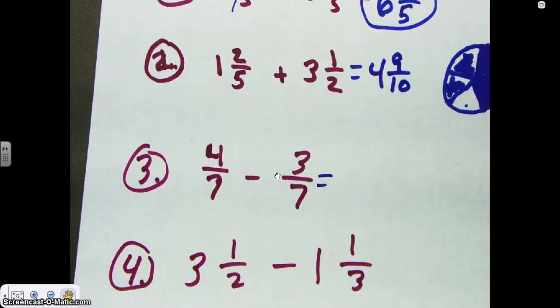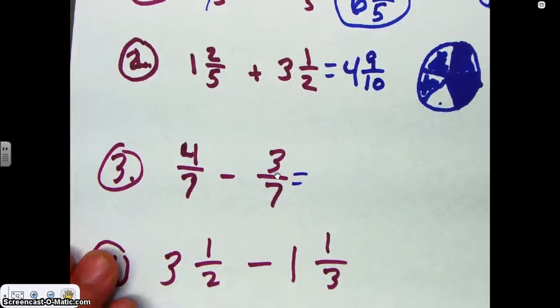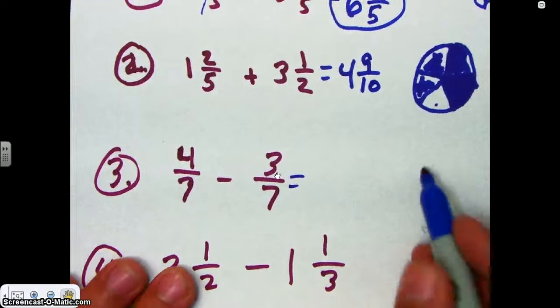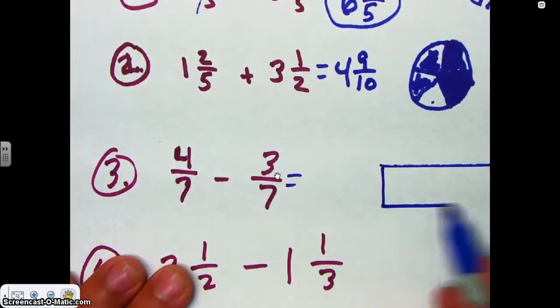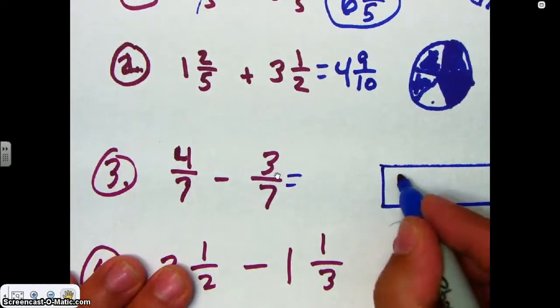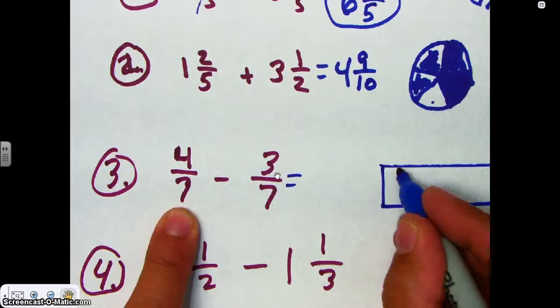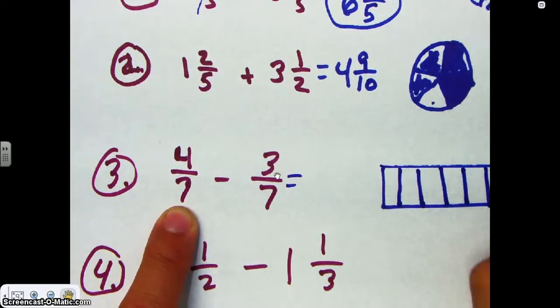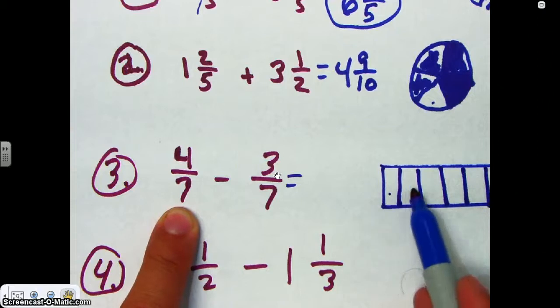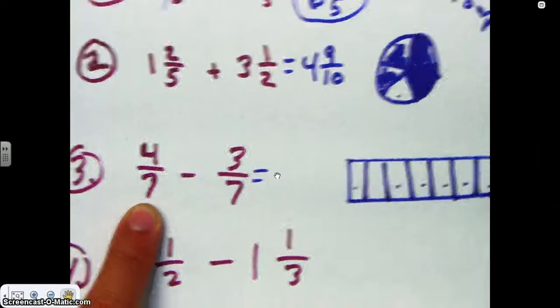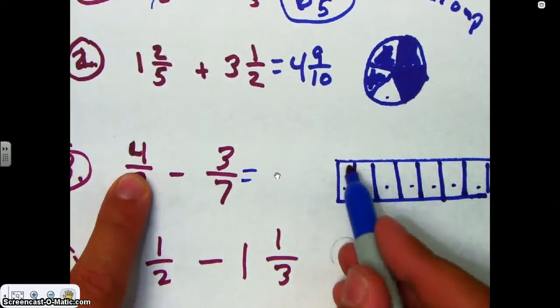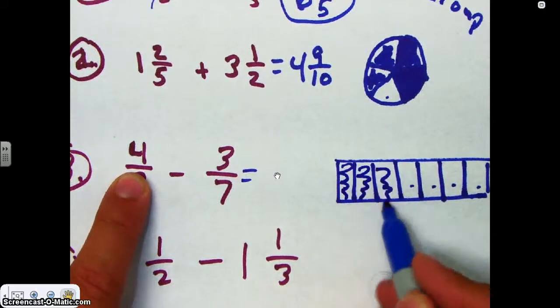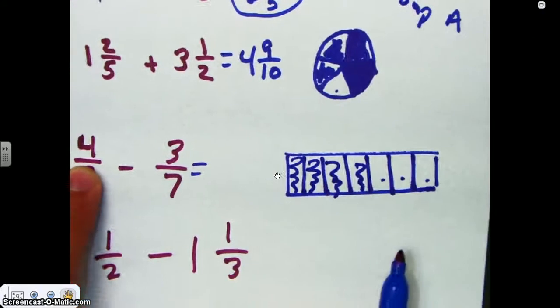Subtraction is the same thing as what we just did. It's the same thing as addition, only now we're taking away. So it's kind of like this. Let's draw a bar this time. It's a little easier. We're going to divide it into 7 since there's 7s. Let me count to make sure. 1, 2, 3, 4, 5, 6, 7. All right. And up here I'm going to shade 4 of those. 1, 2, 3, 4. So 4 7s.